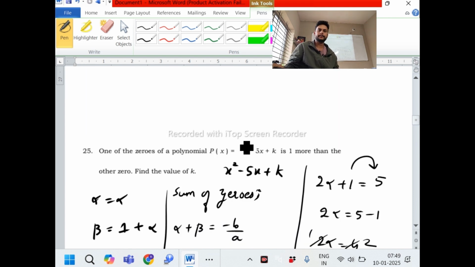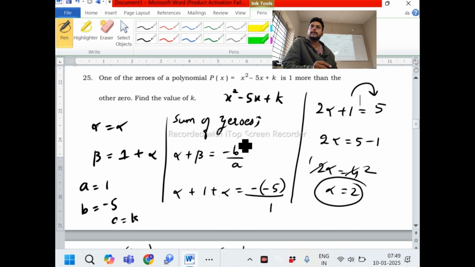What are you asking? How did I take it? That is what I was saying. The question is telling me one of the zeros, either alpha or beta, one of the zeros of the polynomial is one more than the other zero. That means if alpha has got 10 marks, beta has got 10 plus 1 marks. Or you take beta has got 10 marks, alpha has got 10 plus 1 marks. There are two zeros of the polynomial, one is alpha, one is beta. Either alpha has got 1 mark more or beta has got 1 mark more, is what is said.